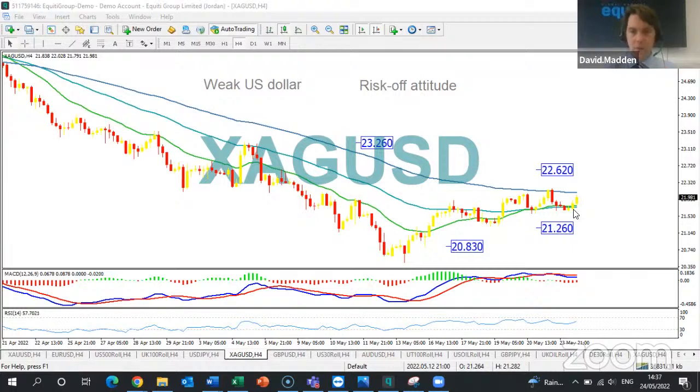Now, if we take a close look at the price action in the past 12 to 24 hours, we can see silver has retreated from its recent peak. Looking at the MACD indicator, we can see that momentum is in negative territory, indicating the bears are in control. So if we see a continuation of the short-term downward move in silver, where can we go? Well, we could target 21.26, and a break below that could see us down towards 20.83.